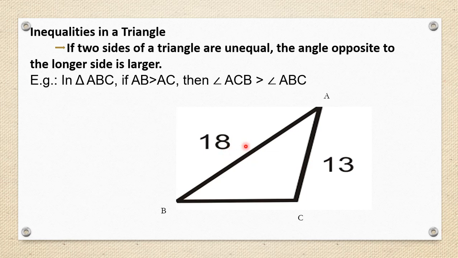The angle opposite to the side 13 is angle B, and the angle opposite to the side 18 is angle C. So we can say, as 18 is greater than 13, the angle opposite to the side 18, angle C, is greater than angle B. So the angle opposite to the longer side is larger.